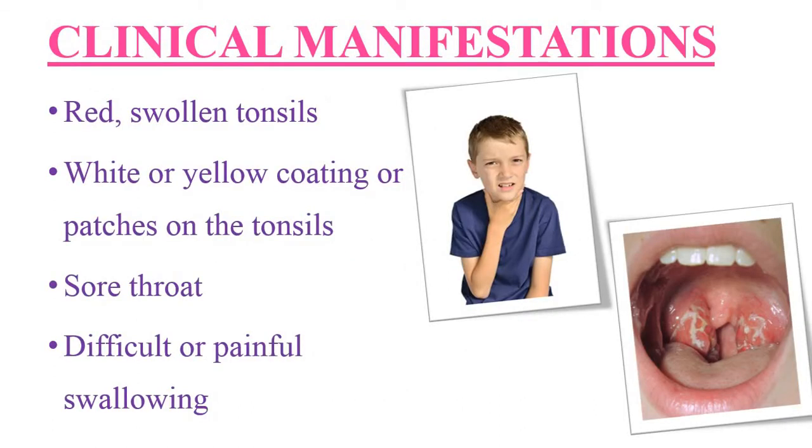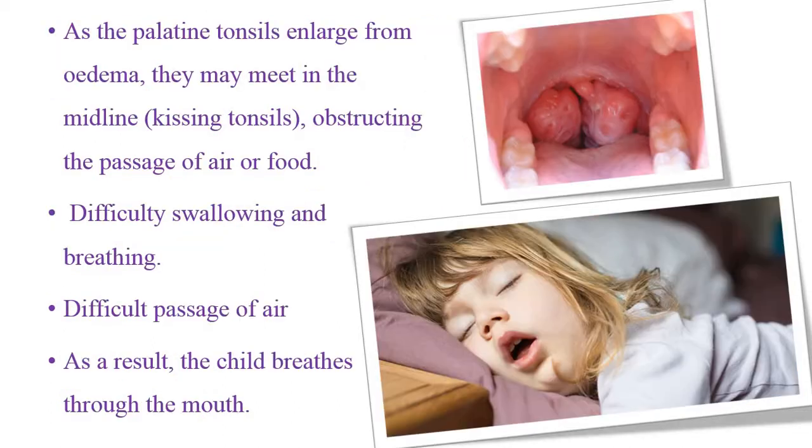So let's see what are the major clinical manifestations. Because of the inflammation, there will be red and swollen tonsils. A white or yellow patch you can see if you check the oral cavity of the child. The child will have a complaint of sore throat, and at the same time painful swallowing.